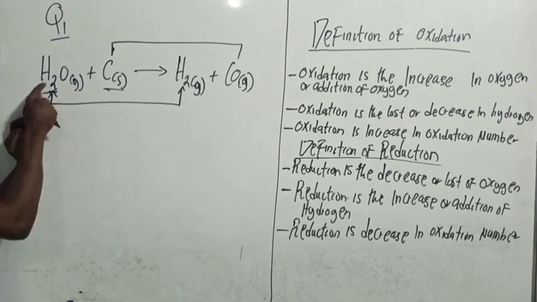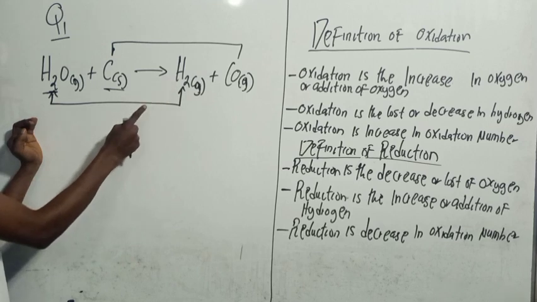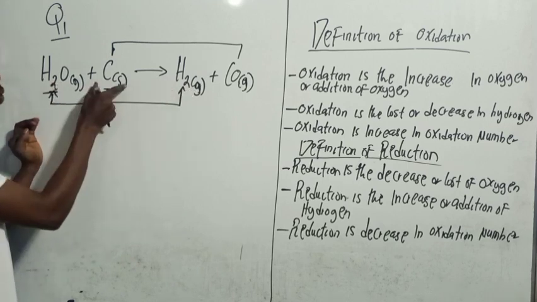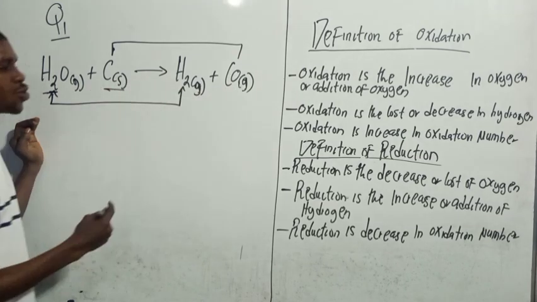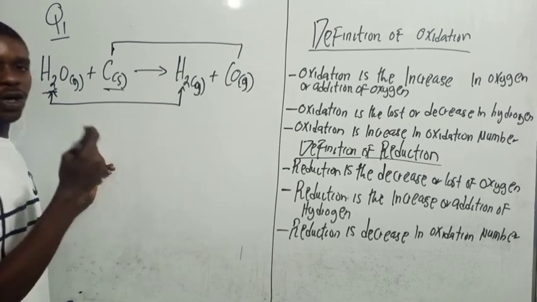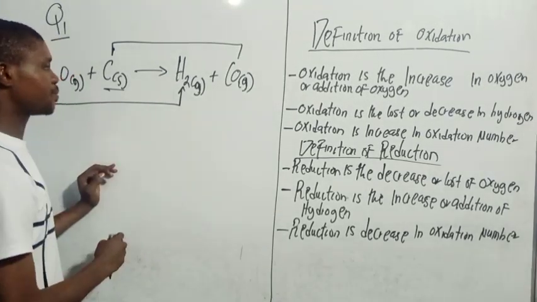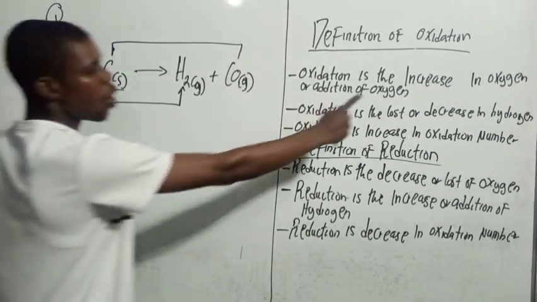So H2O undergoes reaction to form what? H2, right? So what undergoes reaction to form hydrogen gas? Why, carbon undergoes the reaction to form what? CO2. So you're going to ask yourself which one is the oxidation and which one is the reduction, right? Now remember, when you look at it, you look at oxygen.